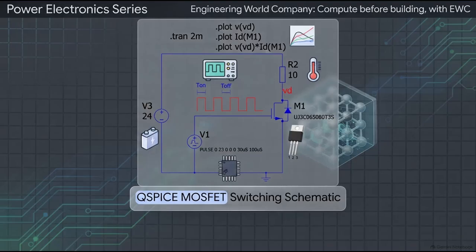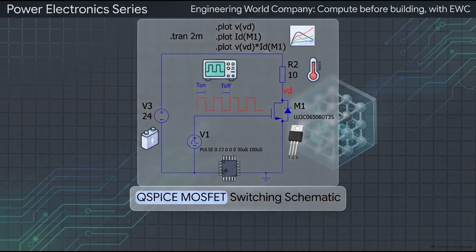This setup perfectly illustrates exactly what we're talking about. We're looking at a simple but really effective QSpice MOSFET switching schematic. Think of me as a mentor just kind of looking over your shoulder as we set this up together. We've got a DC source providing 24 volts, and that's powering the drain of our SiC power MOSFET, specifically a UJ3C065080T3S, running through a 10-ohm resistive load. Our gate is driven by a pulse generator that's kicking out a 10 kHz rectangular wave. The duty cycle gives us a 30 microsecond on time and a 100 microsecond period.